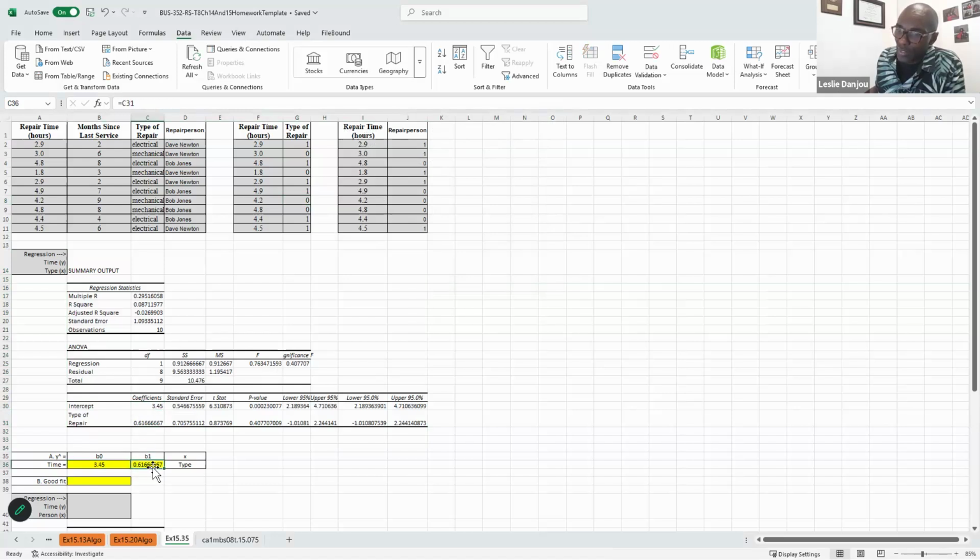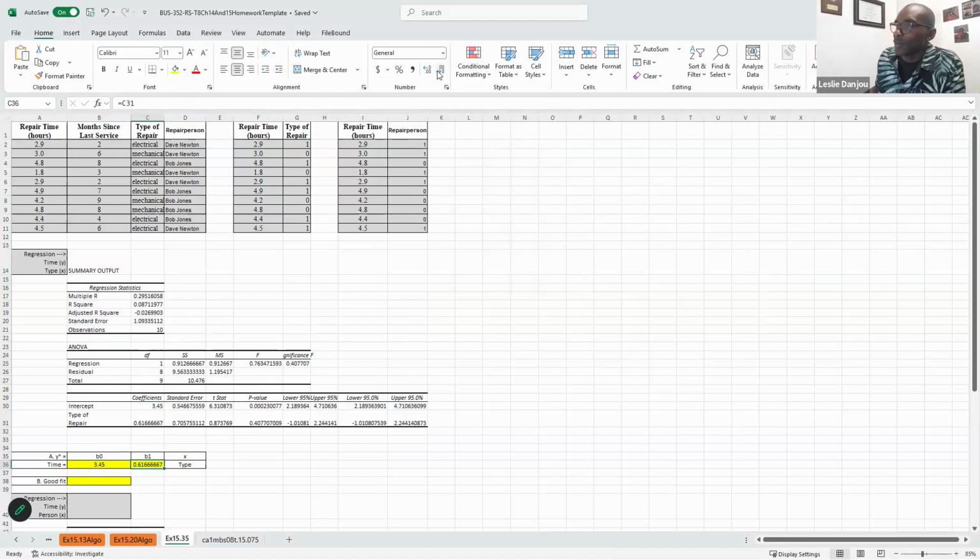I would set this probably to 2 decimal places. I'm going to move it over to 2 decimal places. Yes, indeed. And is it a good fit or not? I can look at my R squared value. 0.08. Nah, it's not a good fit.